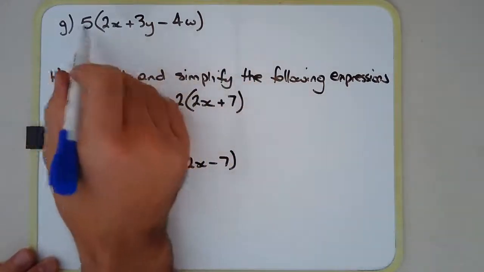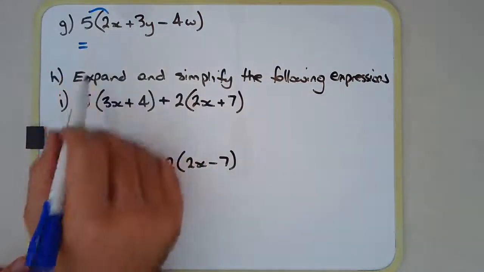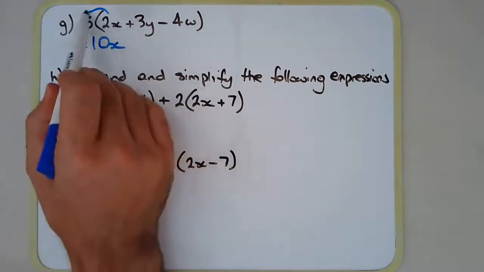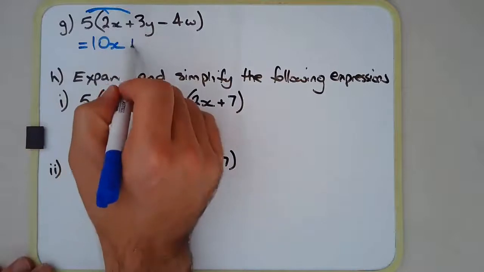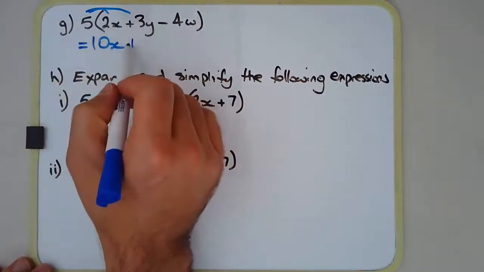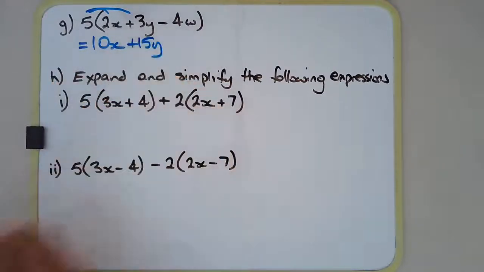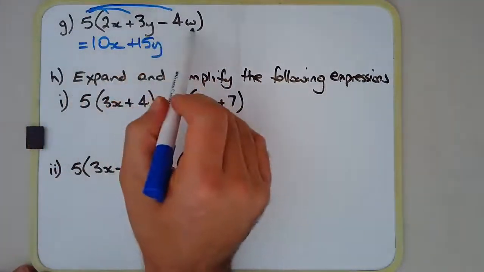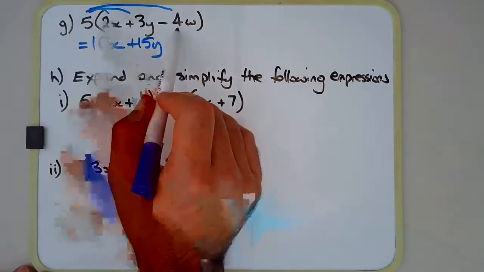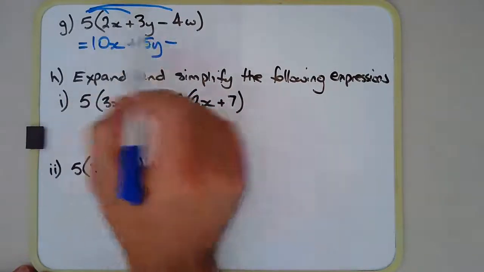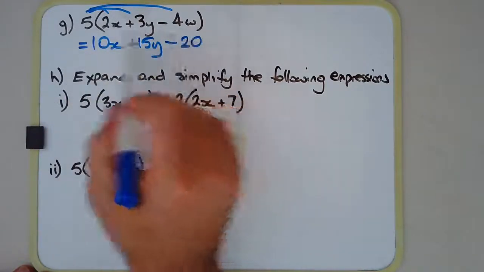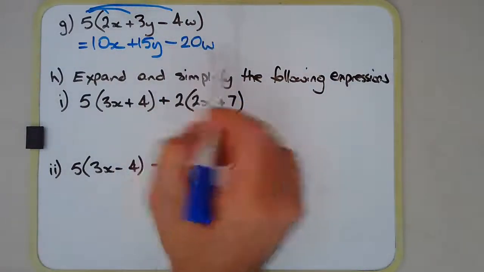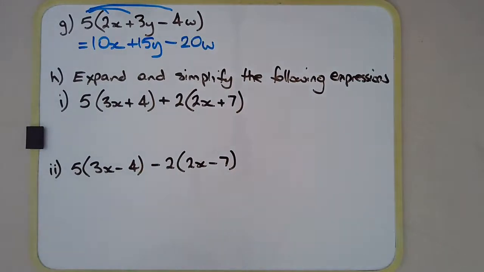So 5 times 2x is 10x. 5 times positive 3y is positive 15y. 5 times negative 4w. A positive times a negative gives you a negative. 5 times 4 is 20, and we have a w which is just sitting there doing nothing, just multiplying, so we just put the w at the end, and that's it.